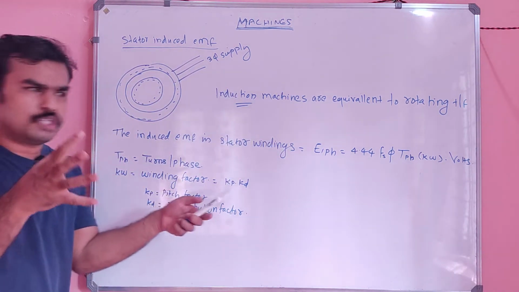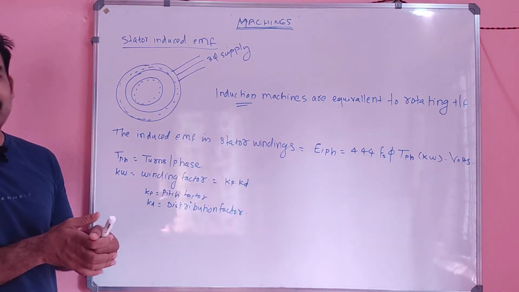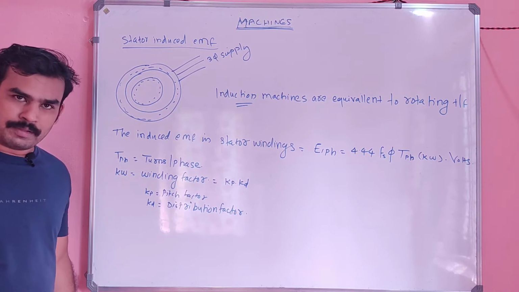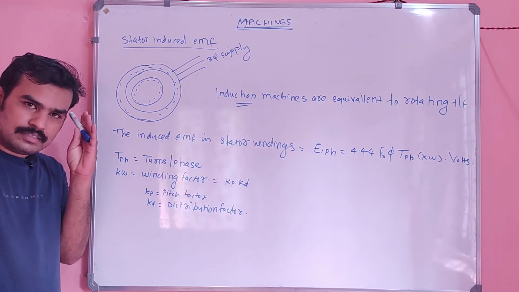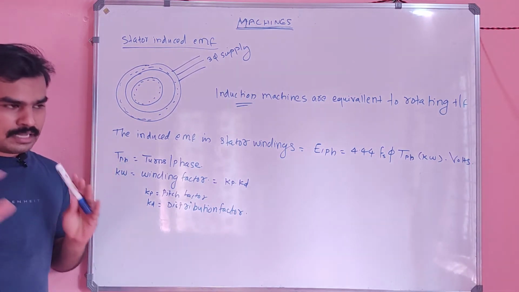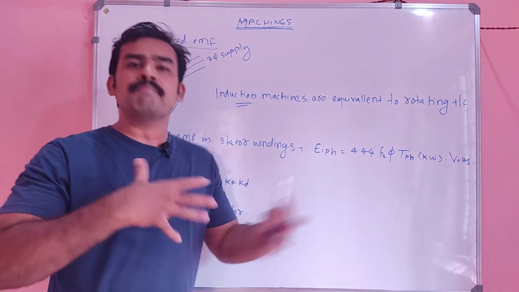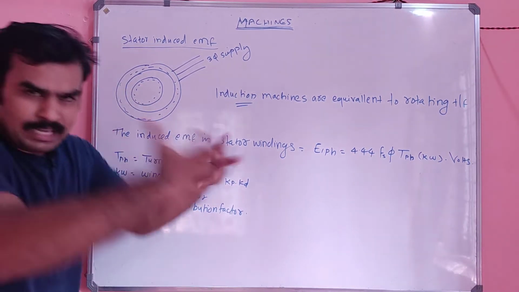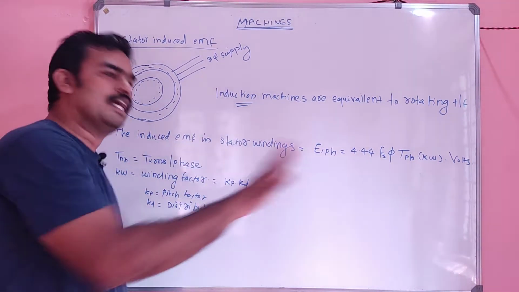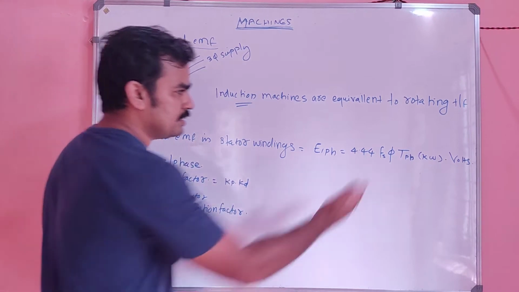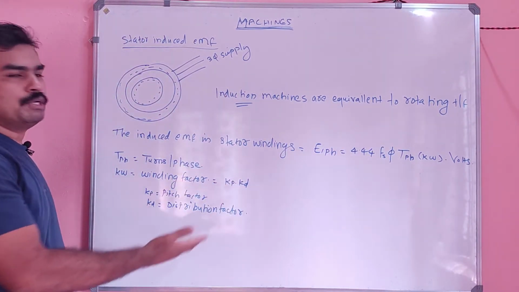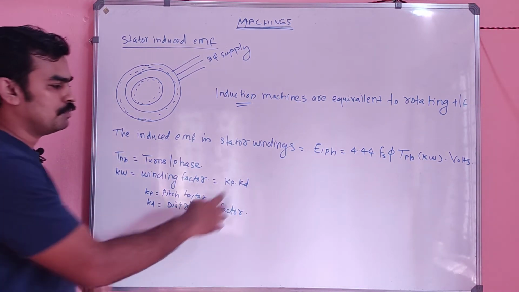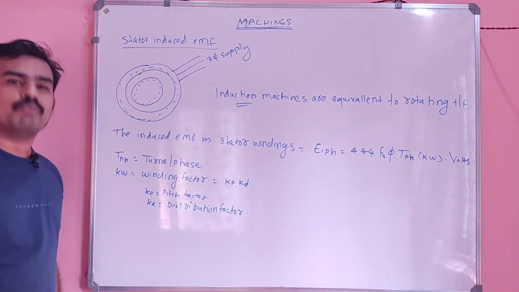That means a factor should be included in the EMF equation in order to compensate for winding imperfection. You just take an idea of this only. Due to some winding imperfection, a factor should be included in the EMF equation. That factor is nothing but the winding factor, and its value is equal to Kp into Kd. It will be equal to pitch factor into distribution factor. The product of pitch factor and distribution factor is the winding factor.